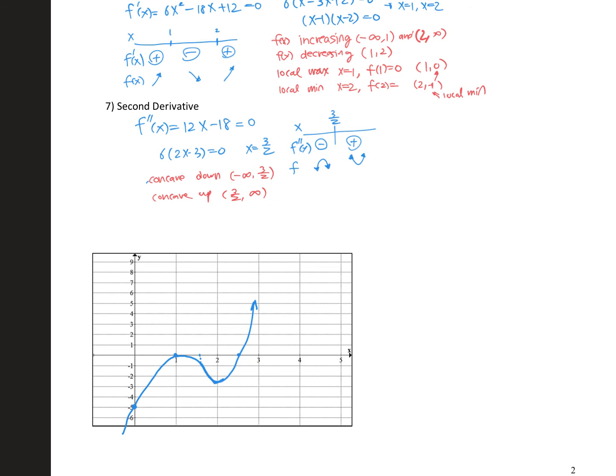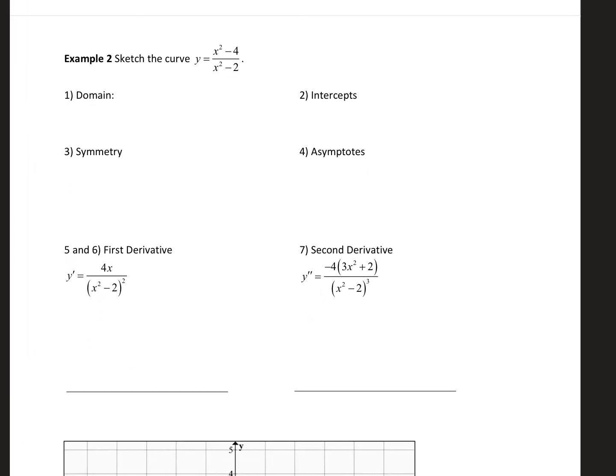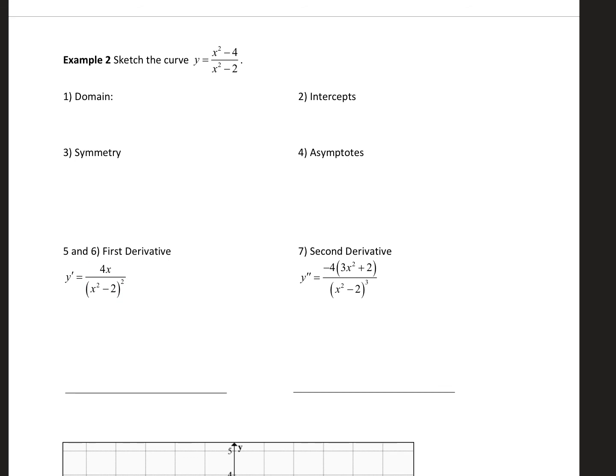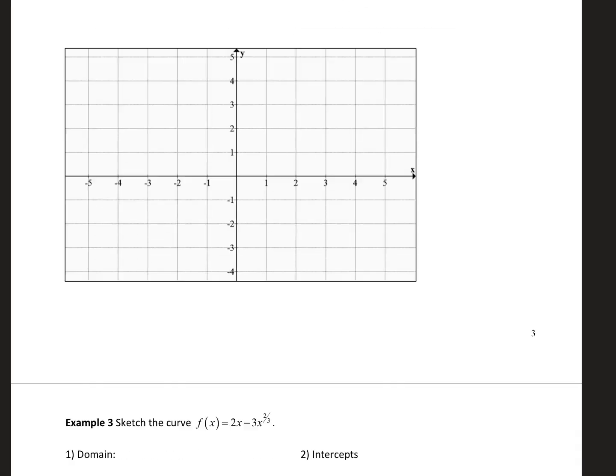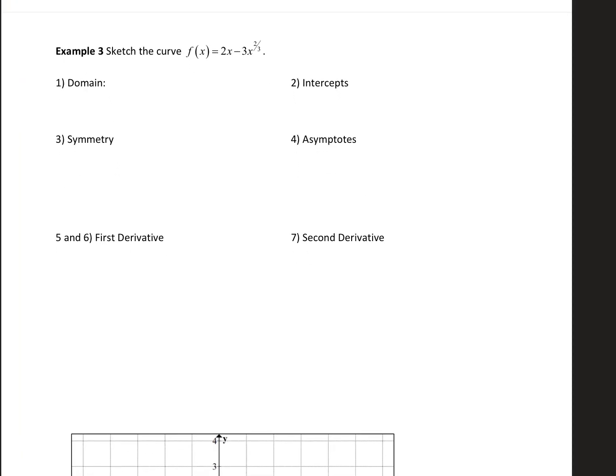All right, so that was number 1. Number 2, I'm going to have you do by yourself. Your first derivative and second derivative are given to you. Example 3, I'm also going to have you do by yourself.